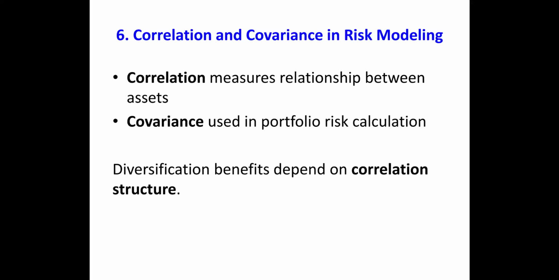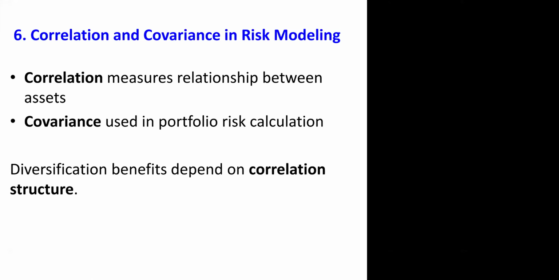Correlations and covariance in risk modeling. Correlation measures the relationship between assets. Covariance is used in portfolio risk calculation. Diversification benefits depend on the correlation structure.